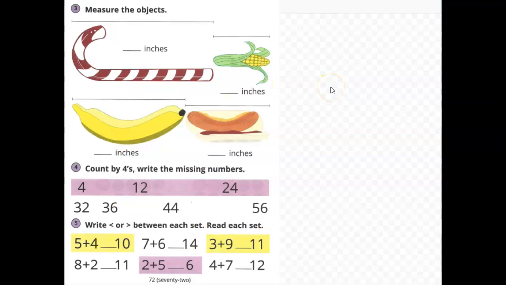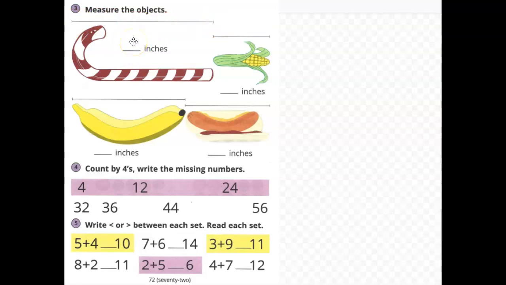All right, guys, welcome back. So for this page, you're going to need your ruler, okay? You can't do this without a ruler, so you're going to need to get your ruler, and up here, you're going to measure the candy cane. They actually helped you out. They drew a line for you to measure so you know where to start and stop, and you're going to write the answer right here.